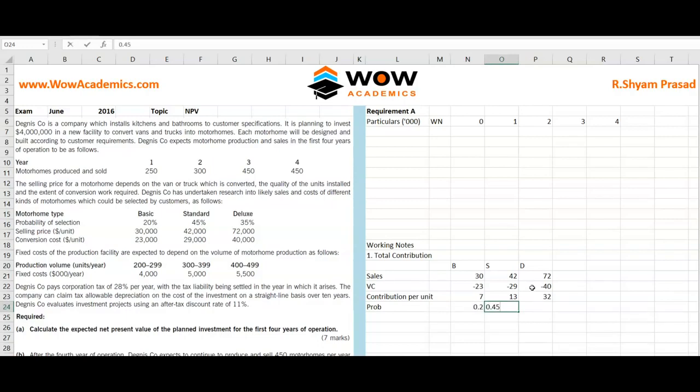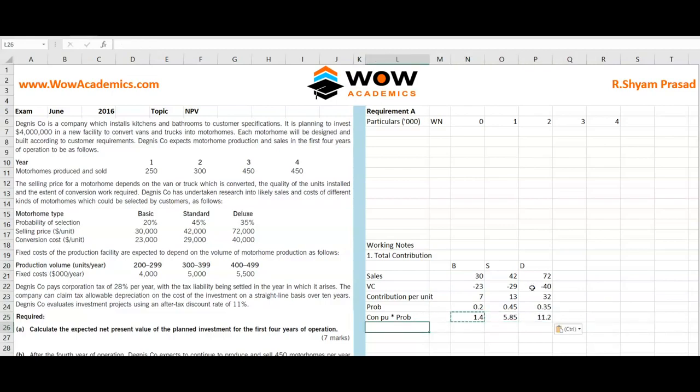0.45 and 0.35. Okay, so we've got the numbers. So now we'll try to get the contribution. We'll try to multiply the contribution per unit into the probability. So we'll finish it in one single sentence like this, or we can just multiply it. So we'll do it for all the numbers.